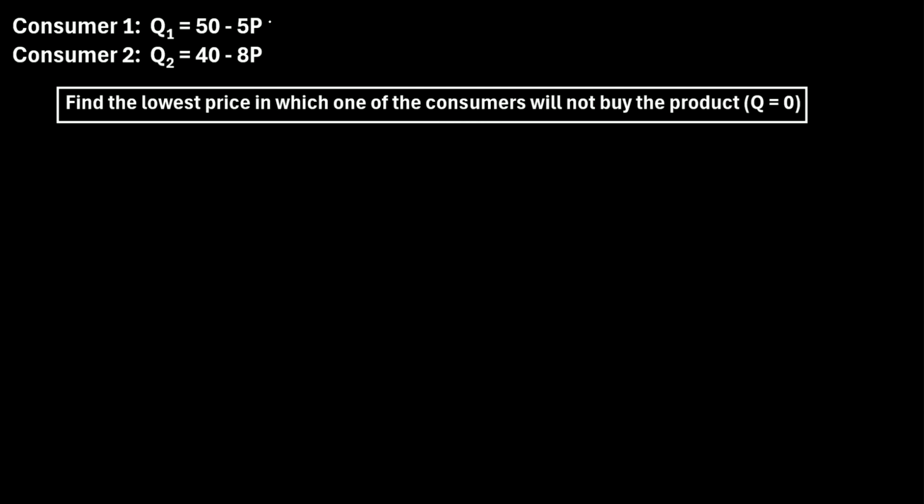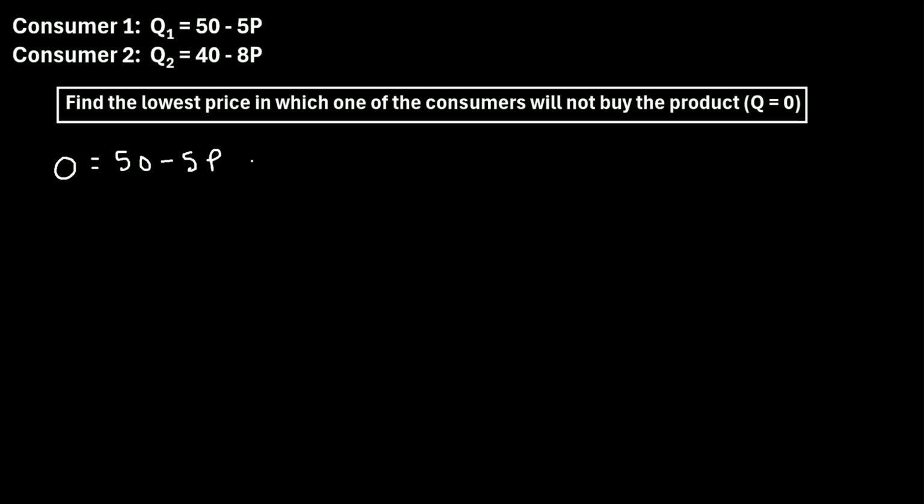So what we're going to do is set each of these equations equal to 0, and then we'll solve for p. So we'll find the price where both consumers say, okay, I no longer have a demand for this product. The price is too high. So let's start with consumer 1. We'll say 0 is equal to 50 minus 5p. So we're solving for p.